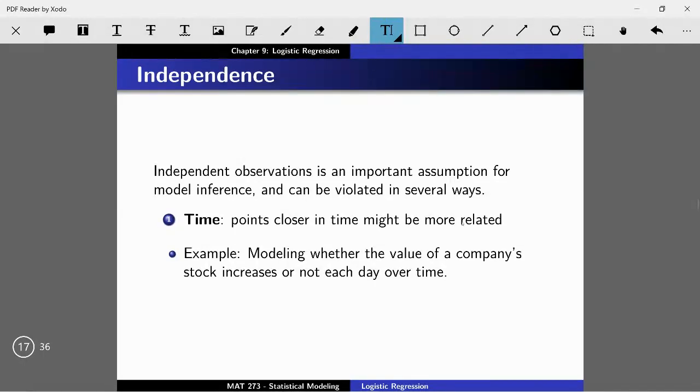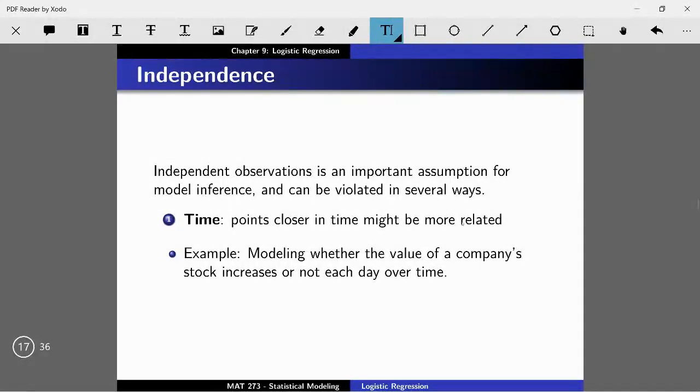Okay. What's more commonly violated when people use logistic regression is independent observations. This can be violated in a few different ways. One common way this is not met is when points have a temporal or time aspect to them. So values closer in time might be more related. For example, let's say we wanted to predict the chance of a company's stock increasing or not on a particular day. Then we have values of that measured across time, every day, daily increases or decreases for a company.